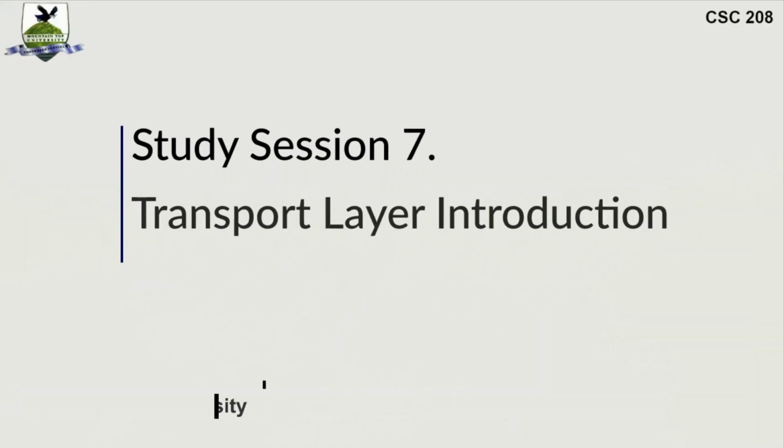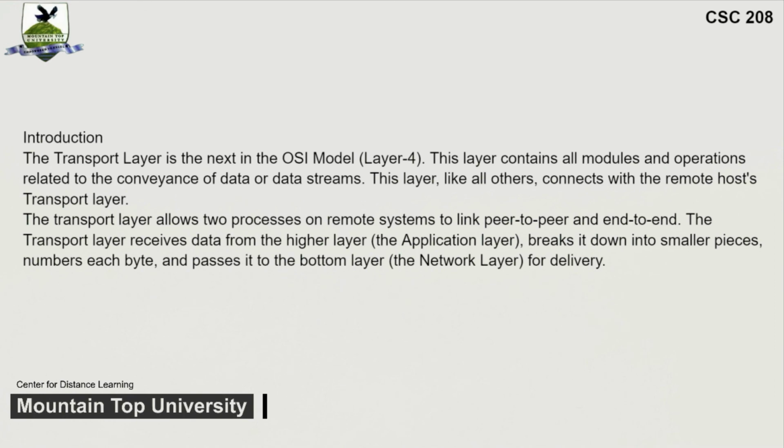Study Session 7. Transport Layer. Introduction. The transport layer is the next in the OSI model, Layer 4. This layer contains all modules and operations related to the conveyance of data or data streams. This layer, like all others, connects with the remote host transport layer. The transport layer allows two processes on remote systems to link peer-to-peer and end-to-end.